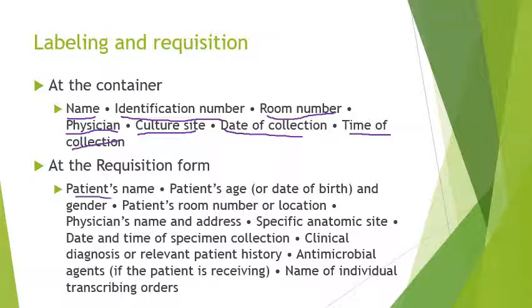Next, on the requisition form: the patient's name, patient's age, date of birth, gender, patient's room number or location, whether outpatient or inpatient, physician's name or address, and specific anatomical site, whether right arm, left arm, or right limb. The anatomic site is important, particularly in blood collection. Also the date and time of specimen collection, clinical diagnosis or relevant patient history, antimicrobial agent received by the patient, and name of the individual ordering. In the requisition form, you can also put who took the swab or who extracted the blood.